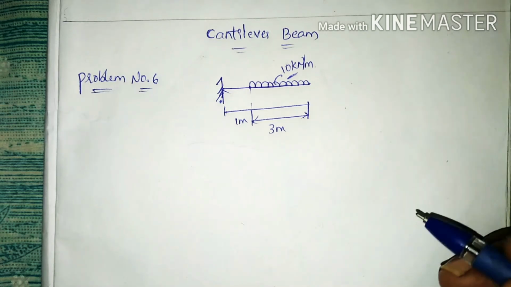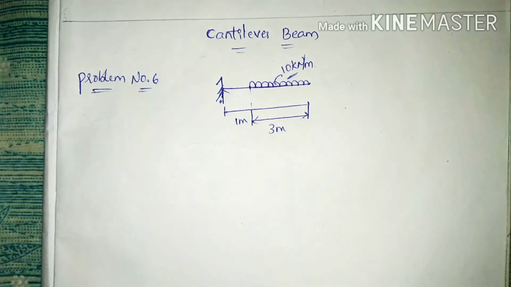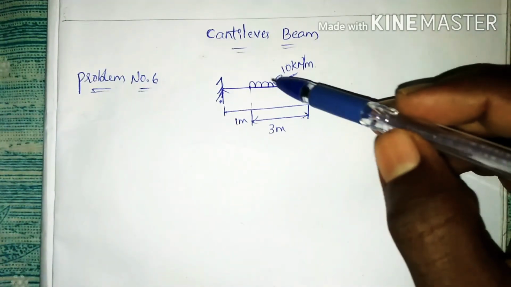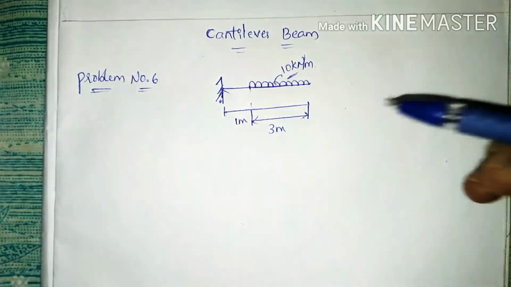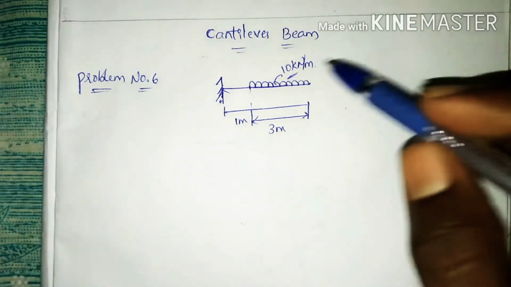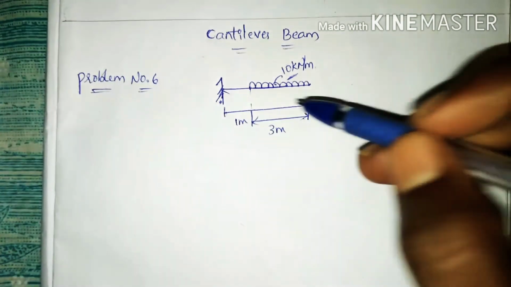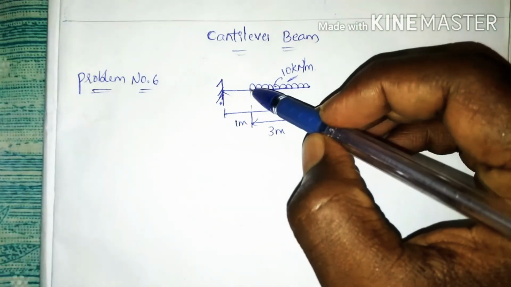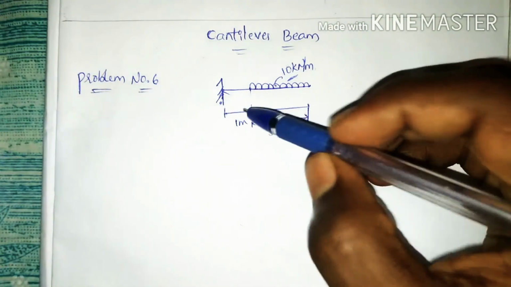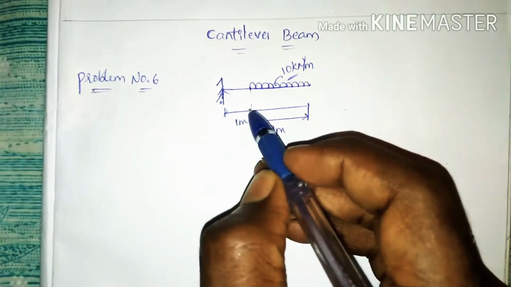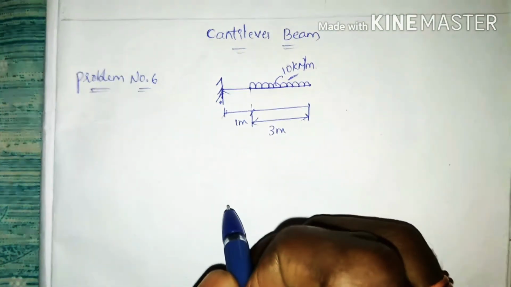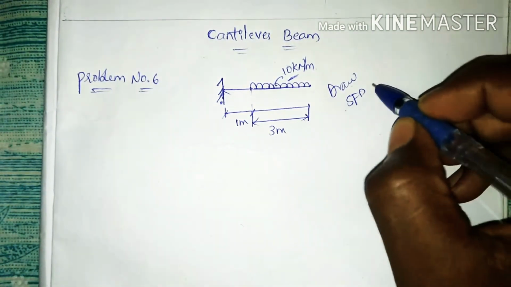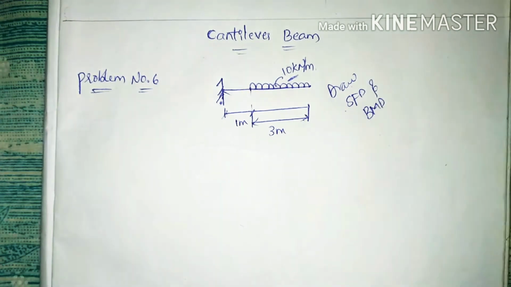Today we are going to see problem number 6, a cantilever beam carrying a UDL of magnitude 10 kN per meter, not for the entire span. Here we have a gap of 1 meter between the support and the start of the UDL, and we have to draw the shear force diagram and bending moment diagram.